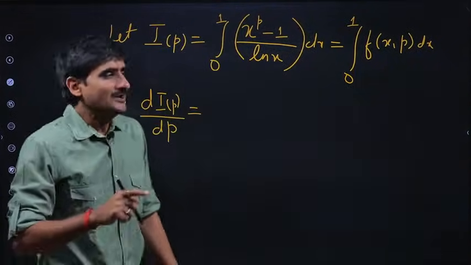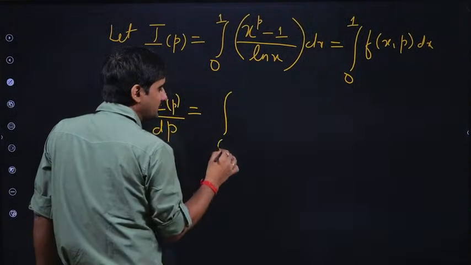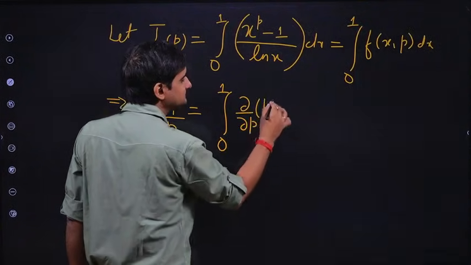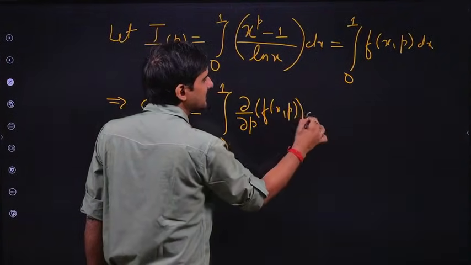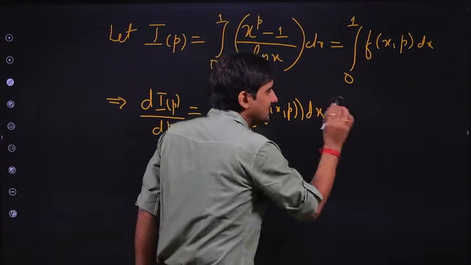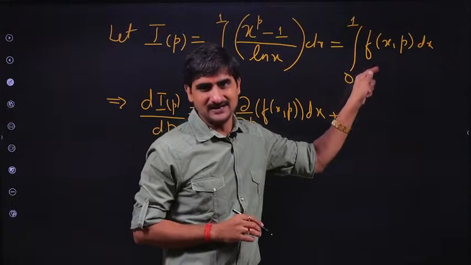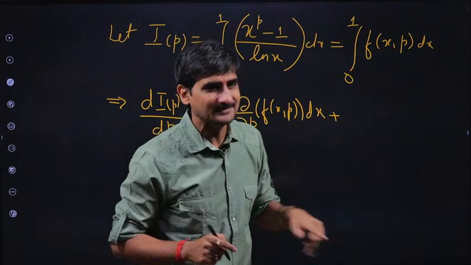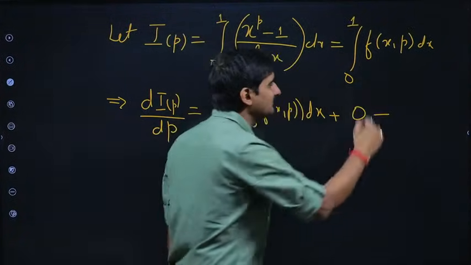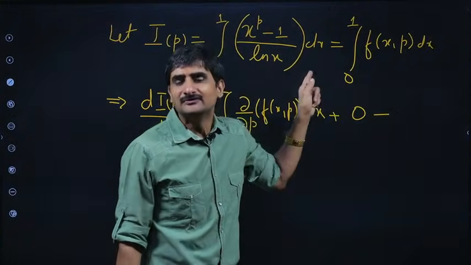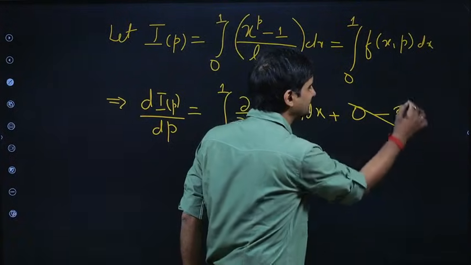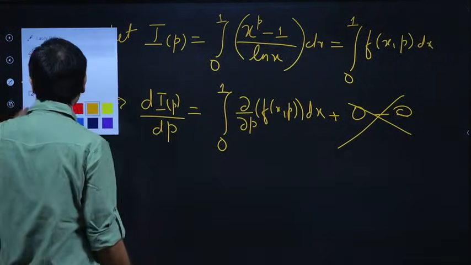What does it say? First step is we'll be differentiating this partially with respect to p, keeping the rest of the things as it is, plus now I will be replacing x by the upper limit and multiplying by the derivative of the upper limit, which is a constant, so 0, minus replace x by the lower limit 0, again a constant with derivative 0, so everything else is 0 here. That's what you get. Now just do it.